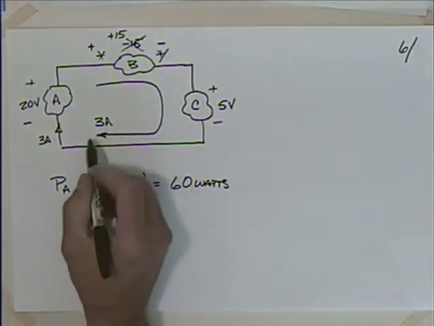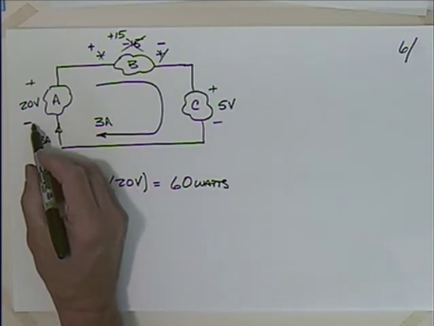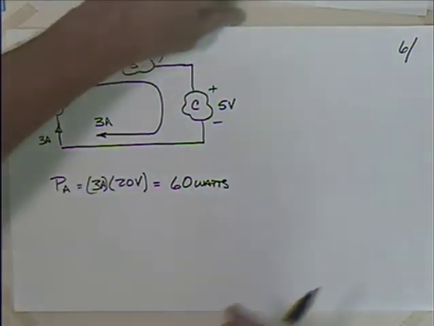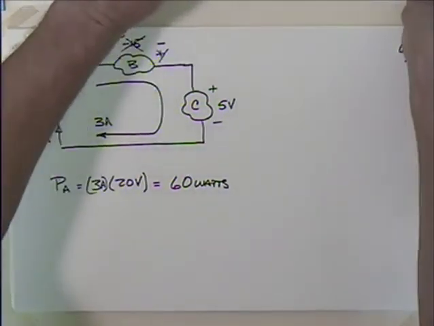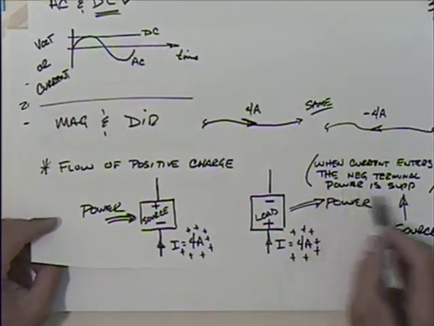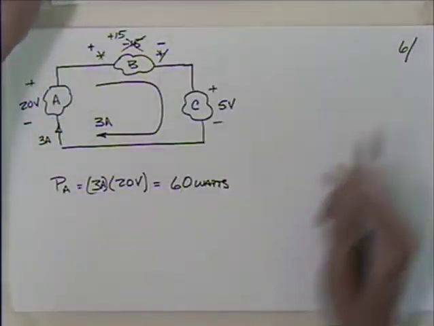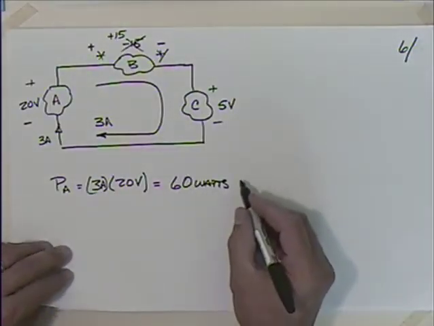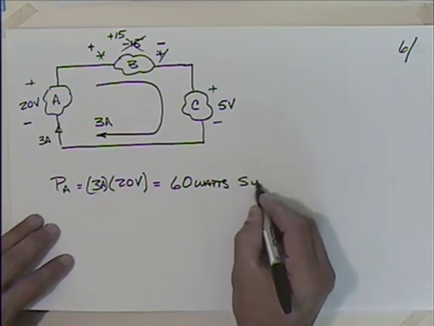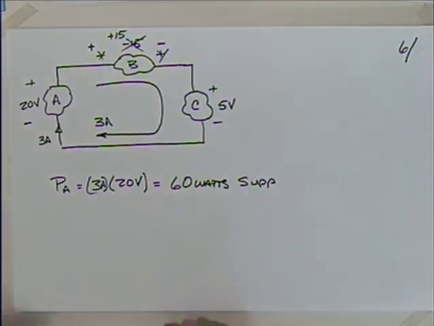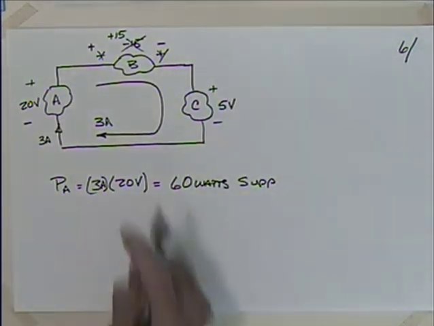Okay, and is that current entering the negative terminal? It's entering the negative terminal. What do we say about that? Let's see here. When current enters the negative terminal, power is supplied. It's a source. So it is 60 watts supplied.